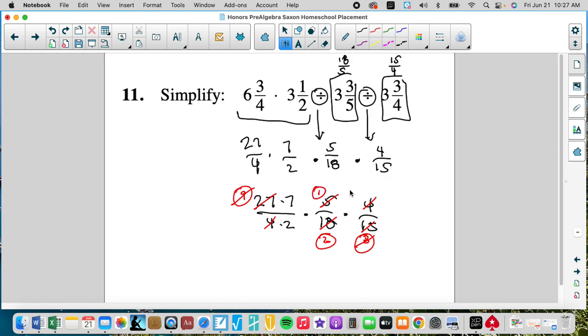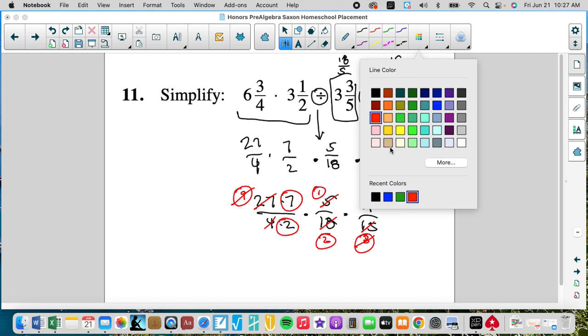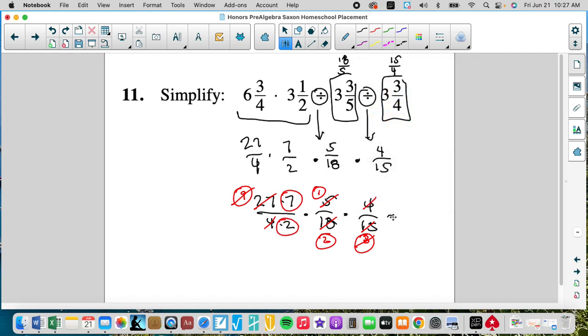And we're left with a 7, a 1, a 2, and a 2. So my answer is going to be 7 over 4. I didn't have to use a calculator.